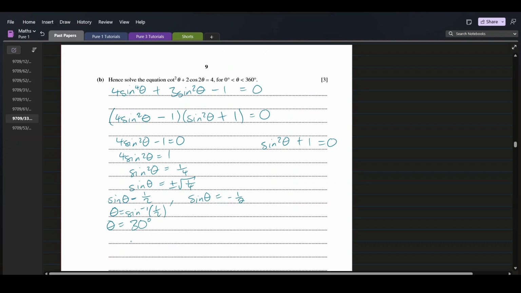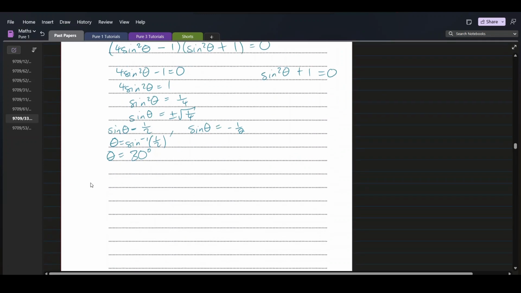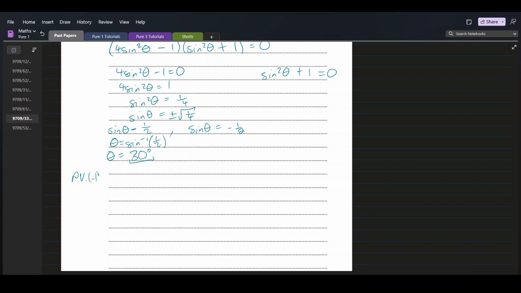Okay, so to find the other solutions within the given interval, we can use 30 degrees as our principal value, and we'll use the formula PV times minus 1 to the power n plus 180 n. So n is an integer. And in this case, let's substitute n with 1. So that becomes 30, which is our principal value, times negative 1 to the power 1 plus 180 times 1. And this would give us 150. And so that's our other solution within the given interval, 150 degrees.